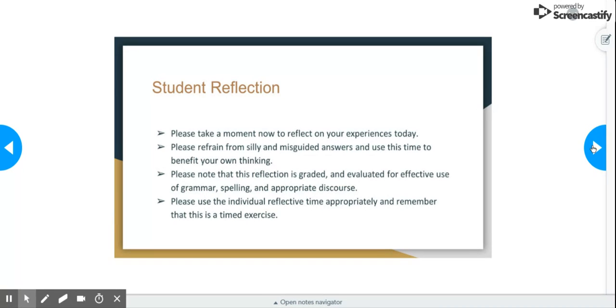At the end, the teacher would remind students that, well, we've got maybe 5 minutes left, and students would click to the next slide, the student reflection slide. This structures the student reflection for them so they know what to expect and they know to remember the norms. And again, this can be edited to meet the needs of the classroom.